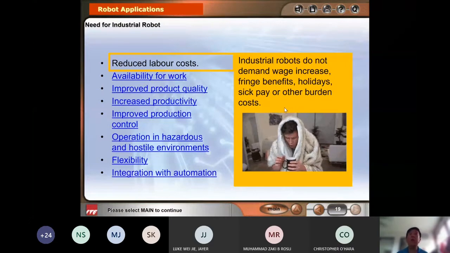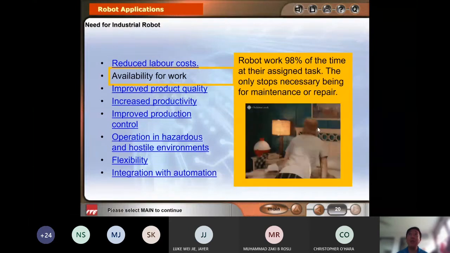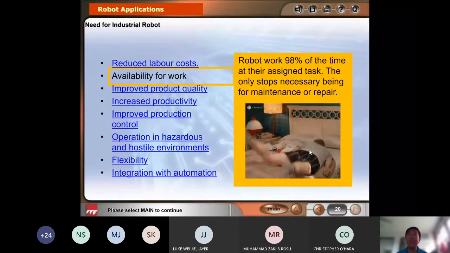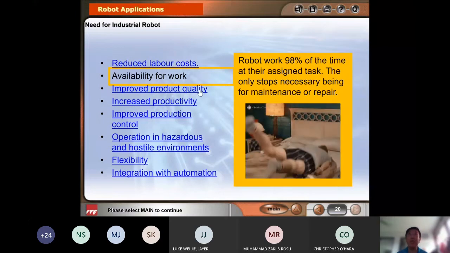So the next one, availability for work. Robots work 98% of the time. Not like you guys, fall into the bed, sleeping. A lot of you actually do that. Even in the class, you also do that. So you know exactly what I mean.